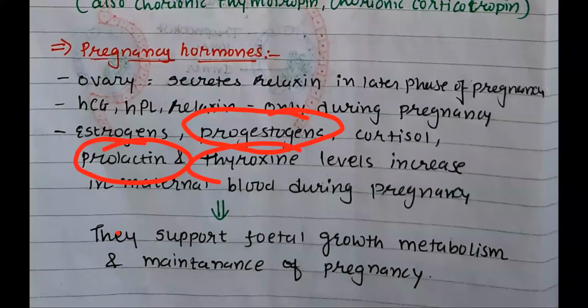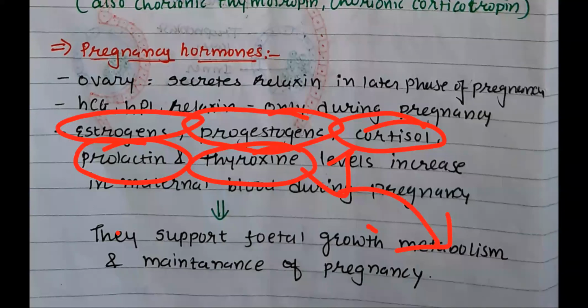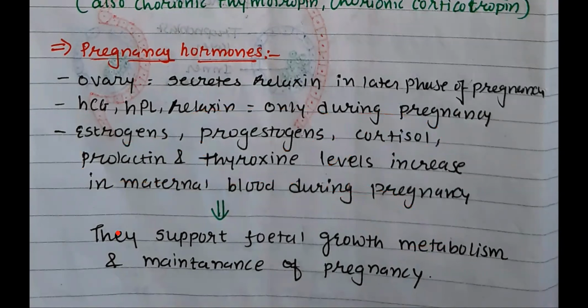A high level of thyroxine for the growth of the baby. A high level of thyroxine and cortisol for the high metabolism rate of the body, because the fetus and mother both will experience a high level of metabolism that can be supported by cortisol and thyroxine. Progestogens and estrogens support pregnancy. So the pregnancy is the period in the life of a female when her body experiences drastic, large scale hormonal changes.